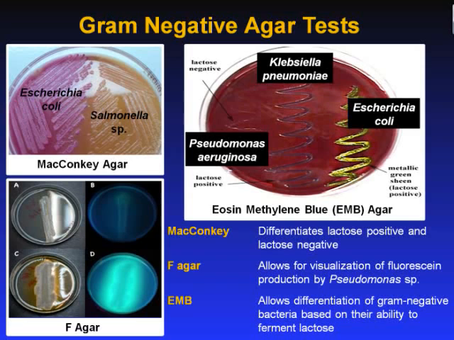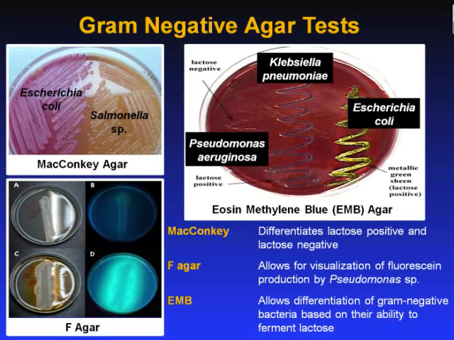The top right photo shows eosin methylene blue agar, which is both selective and differential. It contains the dyes eosin and methylene blue, which inhibit the growth of gram-positive bacteria and therefore select for gram-negative bacteria. It also contains the carbohydrate lactose, which allows differentiation of gram-negative bacteria based on their ability to ferment lactose. Growth on all three segments of EMB agar indicates all three organisms cultured are not inhibited by eosin and methylene blue and are gram-negative bacteria.